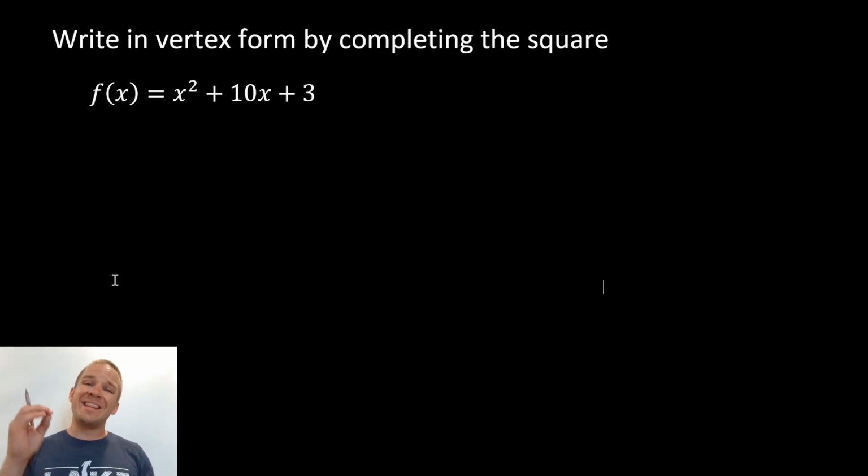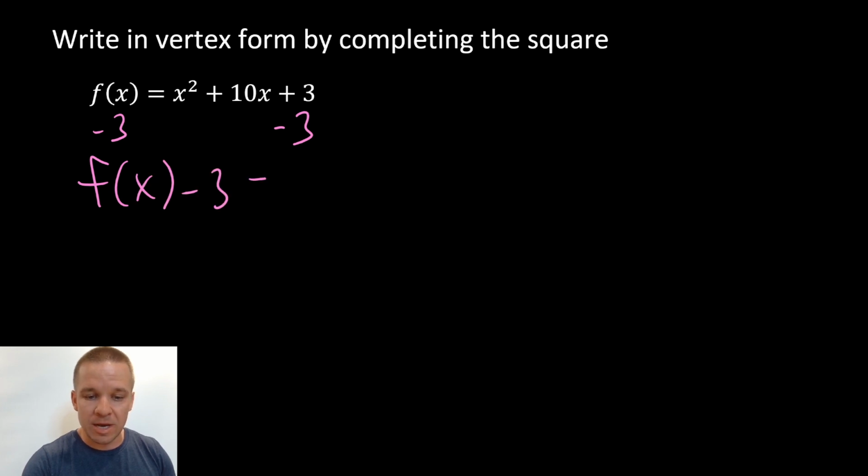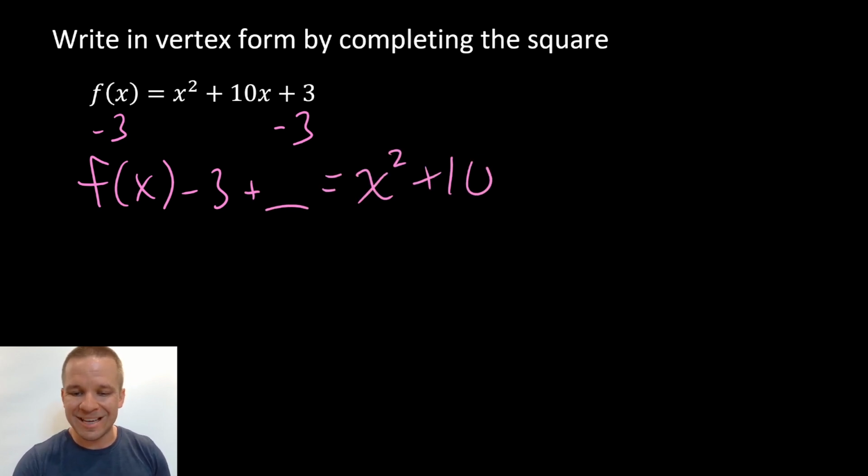We're about to write this quadratic equation in vertex form, and we're going to do so by completing the square. To do that, I need to get my constant over to the other side of the equation with that f of x. So I'm going to subtract 3 from both sides. So I'm going to have f of x minus 3 equals x squared, and actually I want to leave a little space here, plus blank for completing the square. Almost forgot. All right, I get x squared plus 10x plus blank.